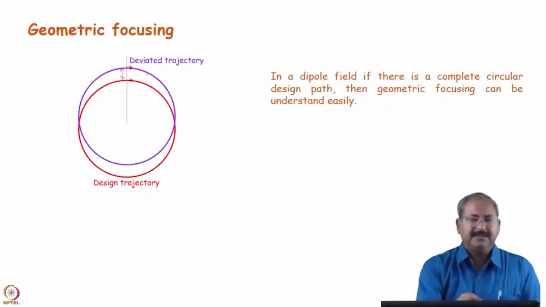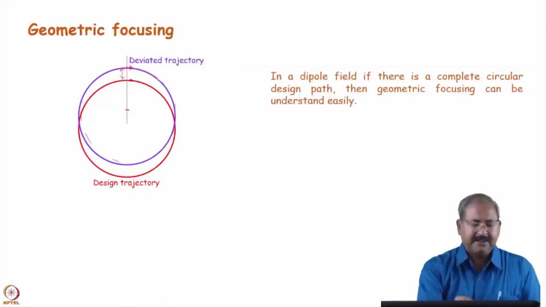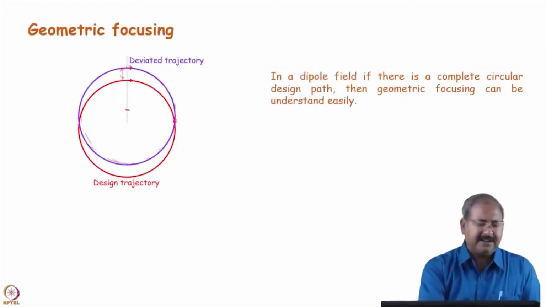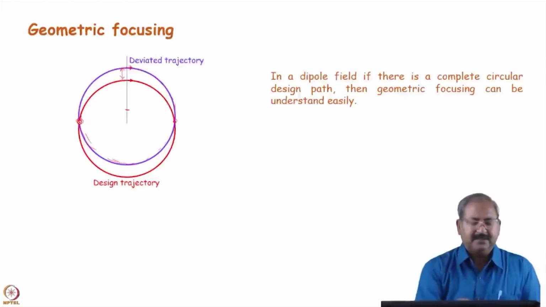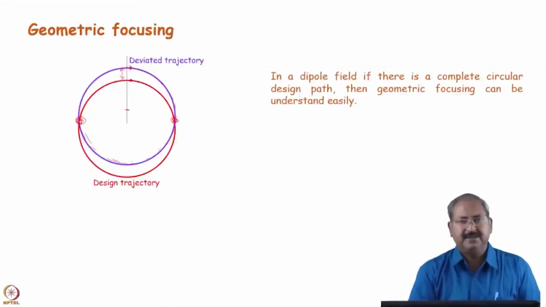Definitely, because this is a constant magnetic field, it will evolve its own trajectory, which will be circular with a deviated center. Now you can see that this deviated particle is coming closer to the design trajectory. Here it meets the design trajectory, then again it goes away, and again it comes here and meets again. Both the trajectories meet here. So when this deviated particle meets the design trajectory here, it is the first focal point. And this is another focal point where both trajectories meet each other.